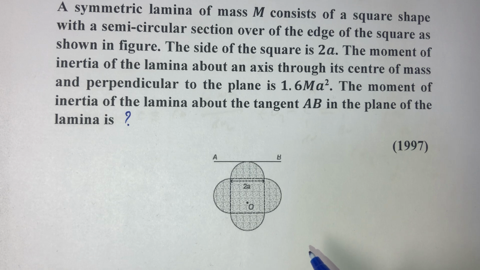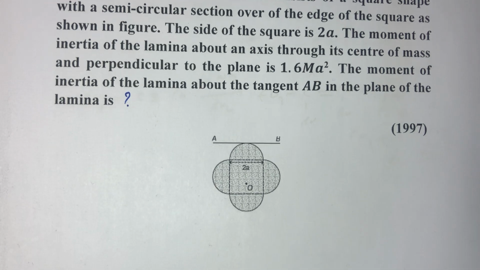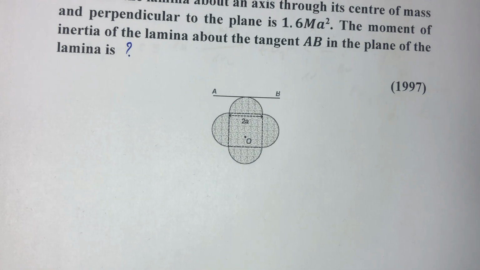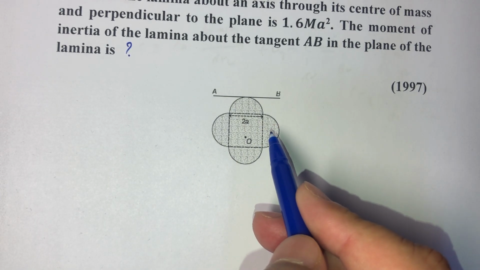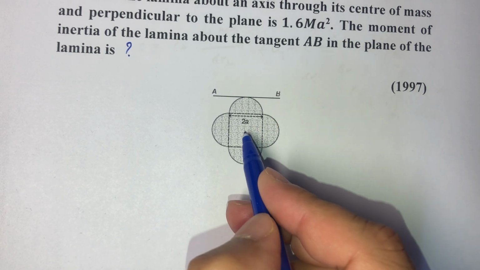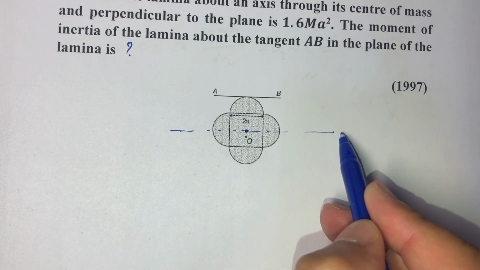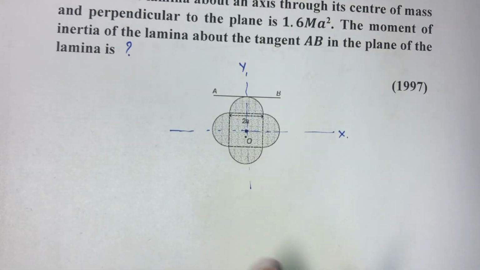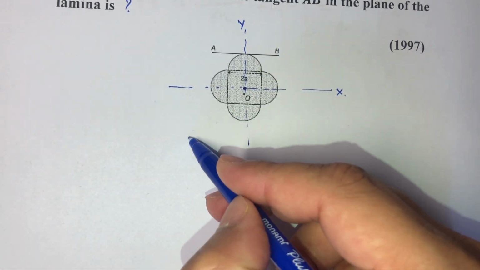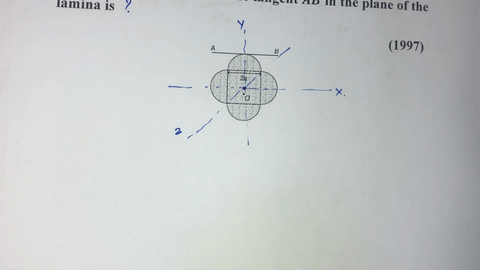So in order to solve this, we are going to use theorem of parallel as well as perpendicular axis. So we can say that if this is the center and we have our x-axis in this way and this will be our y-axis, and let this be the z-axis.